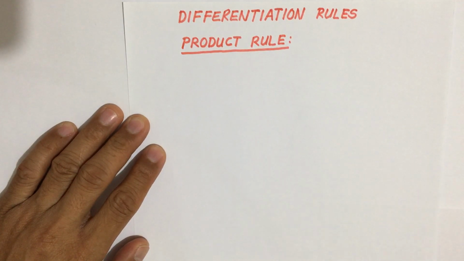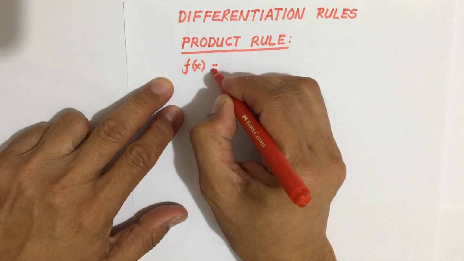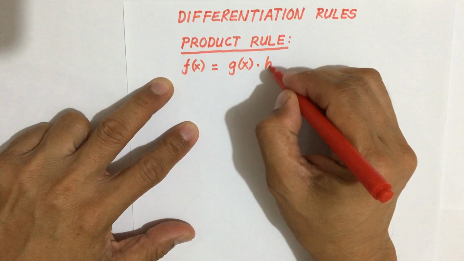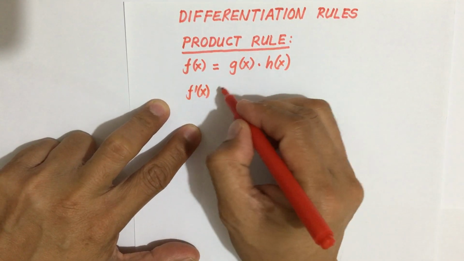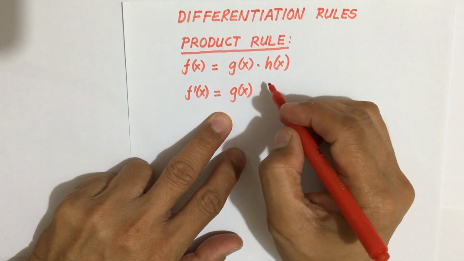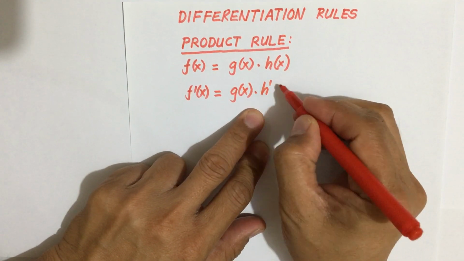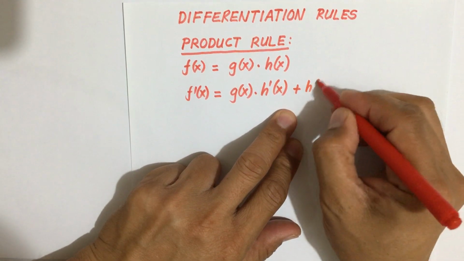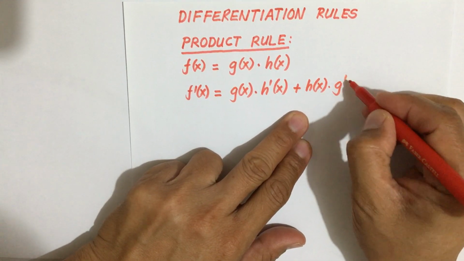All right. So if you have f of x equal to some function of x multiplied by some other function of x, then the derivative of the function is equal to this some function of x multiplied by the derivative of the some other function of x, plus the some other function of x multiplied by the derivative of some function of x.